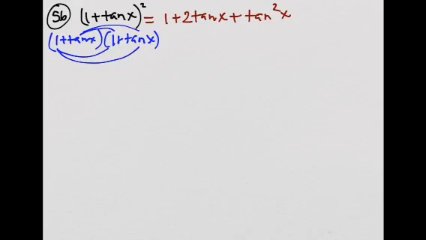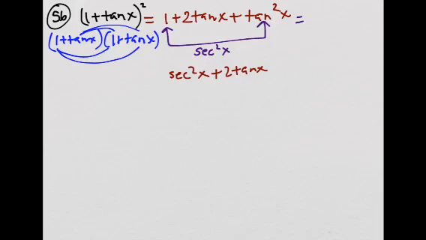Okay? Now, they're not next to each other, but this one and this one form a Pythagorean identity. 1 plus tangent squared x is secant squared x. So I'm going to substitute that. So the final answer would be secant squared x plus 2 tangent x. And that's all you can do to simplify.